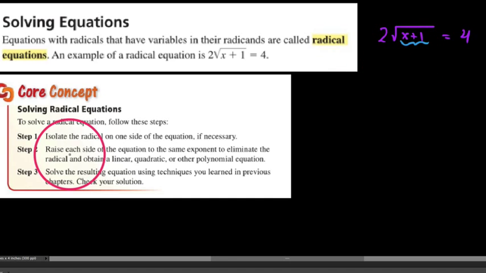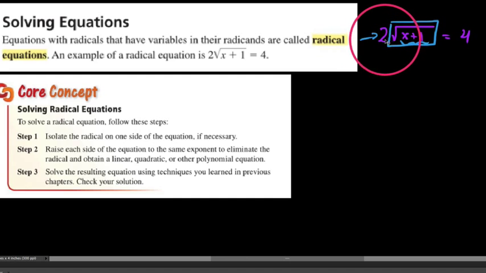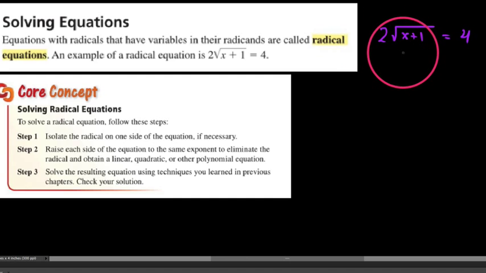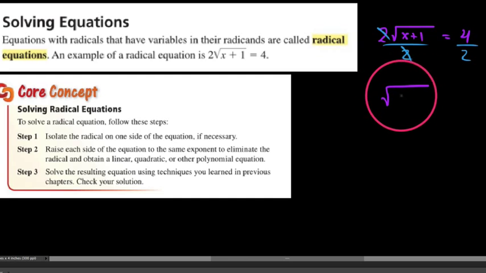We've got a three-step process that tends to work pretty well. But let's take a look at those, and we'll talk about how it applies to this situation here. It says to solve a radical equation, let's follow these steps. Step one, isolate the radical on one side of the equation if necessary. In other words, up here we can see that the radical quantity is just this thing that has a radical over it, so this 2 has nothing to do with that radical. So we're going to divide both sides of this equation by 2. The idea is we need to isolate the radical. So what we get here is the square root of x plus 1, and this would be equal to 2.